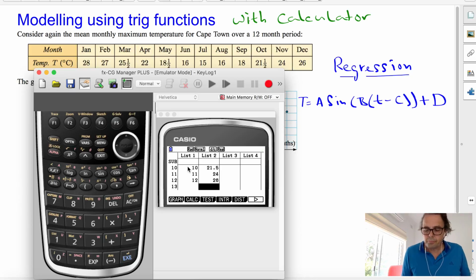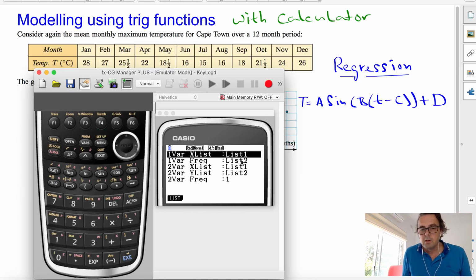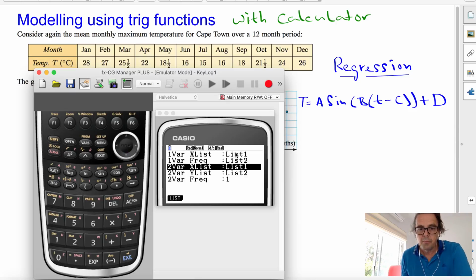Now what I'll do is press calc for calculations. And then what I want to press is regression. But before I press regression, I'm going to look at the set here, because I want to tell the calculator where my data is, or at least I need to check that my calculator knows where the data is. Now, my data is 2-variable data, because I've got month and temperature, and I'm going to compare them against each other. That makes it 2 variables.